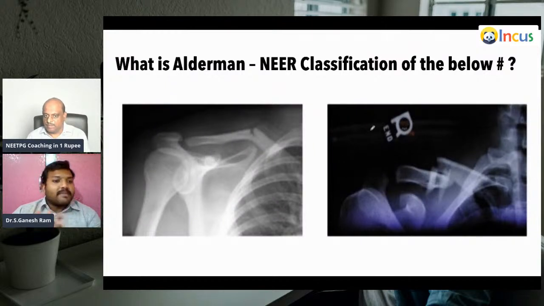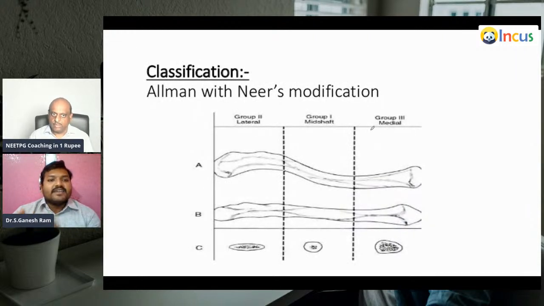Actually, it's called Allman's and Neer's classification, sir. Allman is the pioneer of the classification. With Neer, he has modified the classification. So there are three types of classification over there: group 1, group 2, group 3. Group 1 is the midshaft. That is the most common fracture. Around 80% of the clavicle fractures will be midshaft fractures.